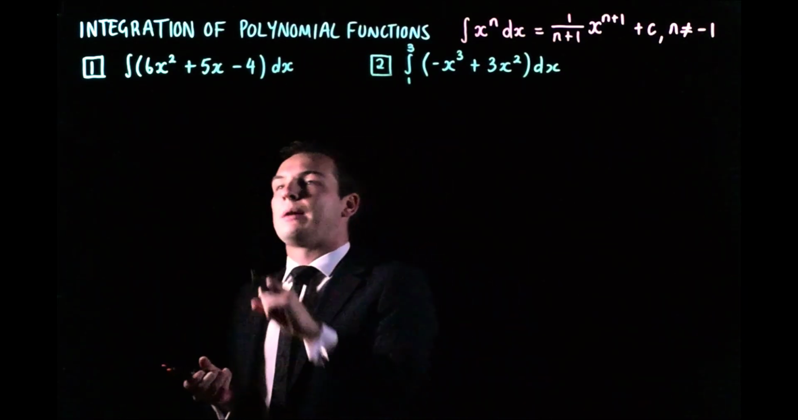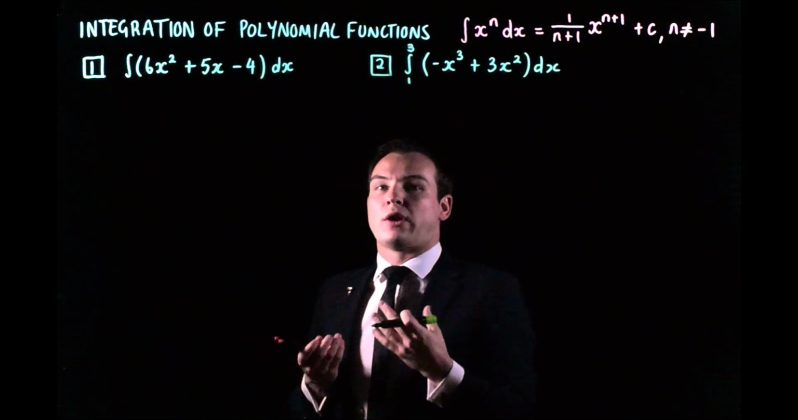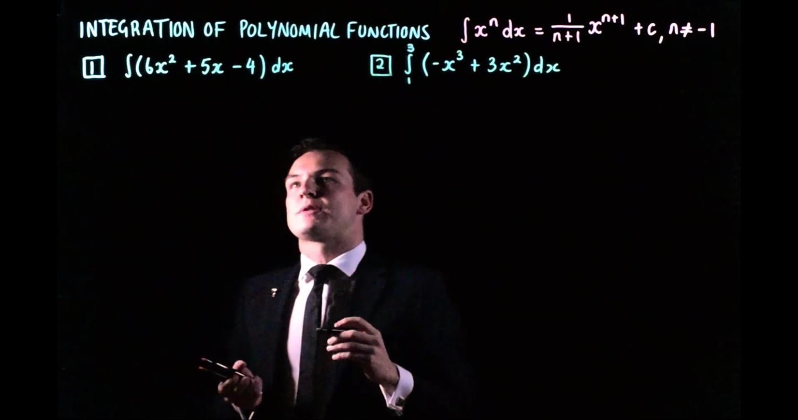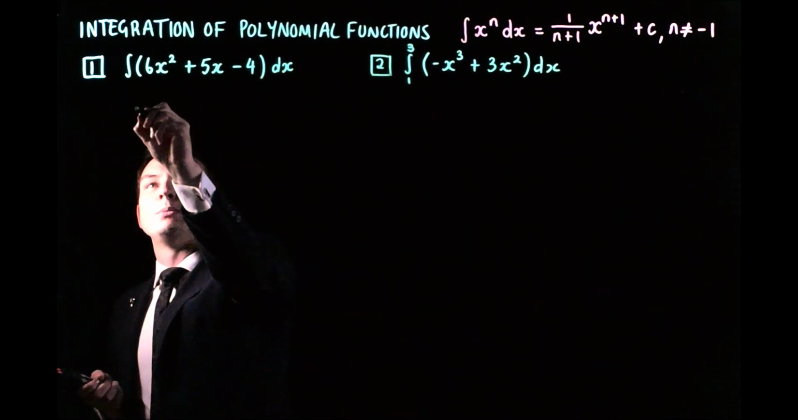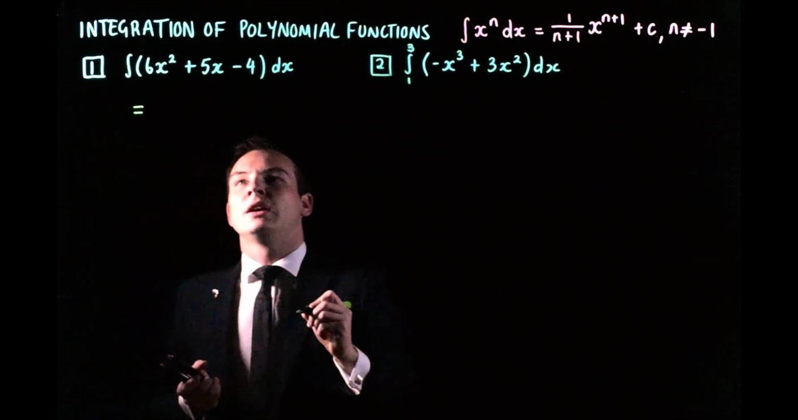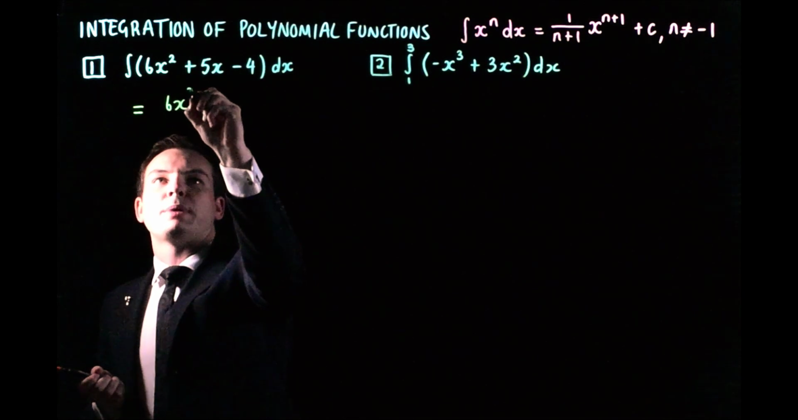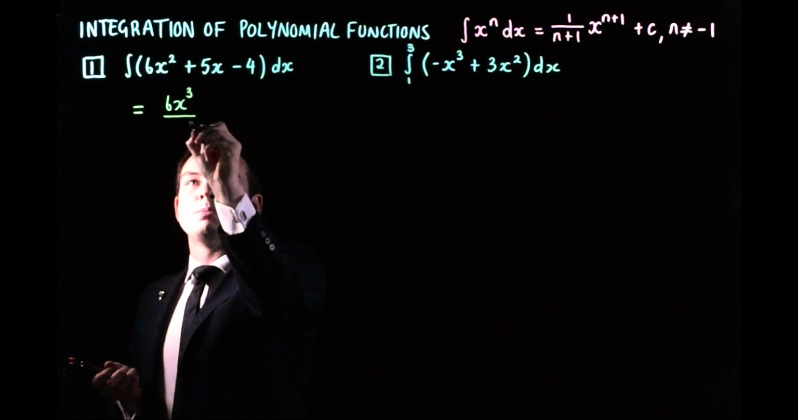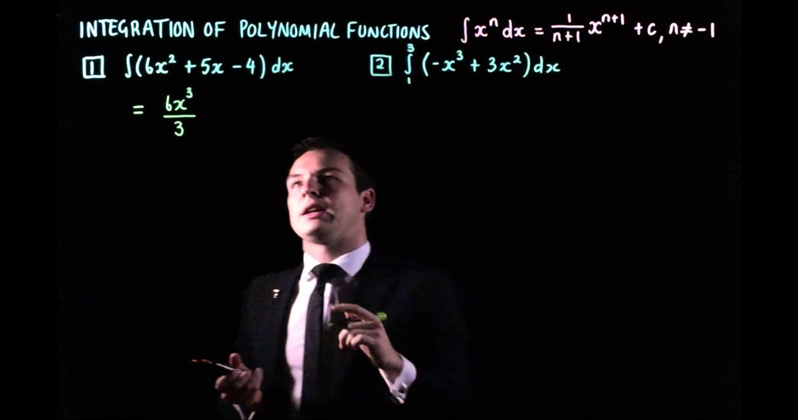So our first example is an example of an indefinite integral. So that's where we don't have any terminals. So we want to integrate 6x squared plus 5x minus 4 with respect to x. So applying our formula, this is going to equal 6x, and we add 1 to the power, so that'll become 6x cubed. And then we divide by the new power, which is 3. So again, we're just applying this rule over here.